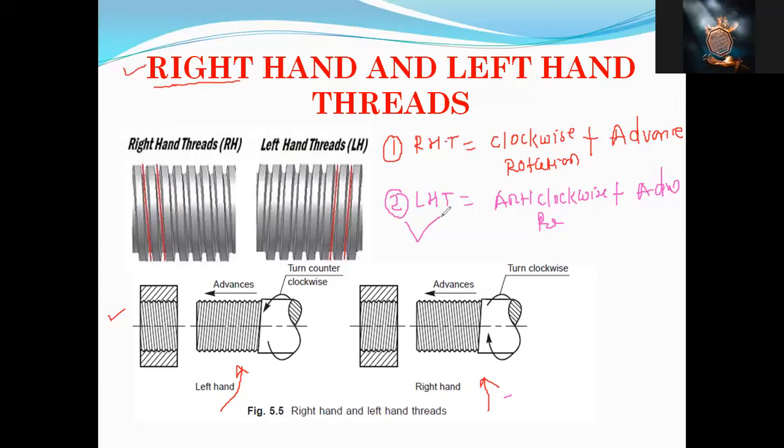Just say this is the right hand thread. जर हा बोल्ट आपण क्लॉकवाइज डायरेक्शन रोटेट केला आणि जर हा त्याच्यामध्ये इन्सर्ट होत असेल, ऍडव्हान्स म्हणजे पुढे जात असेल तर it is called the right hand. And if it is rotated in anti-clockwise direction and it is advanced, then it is the left hand thread. In this simple method, we can easily understand whether it is right hand or left hand. So understood? That two formula you have to know.